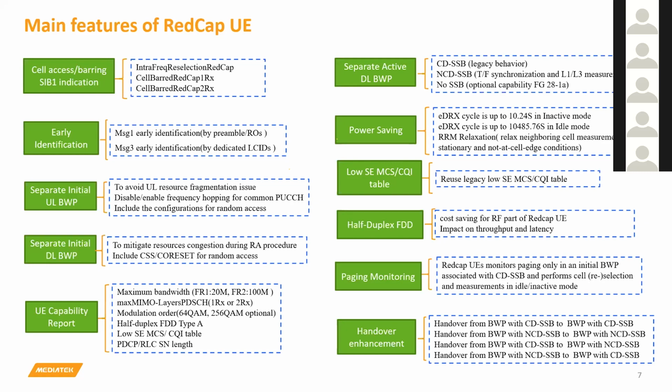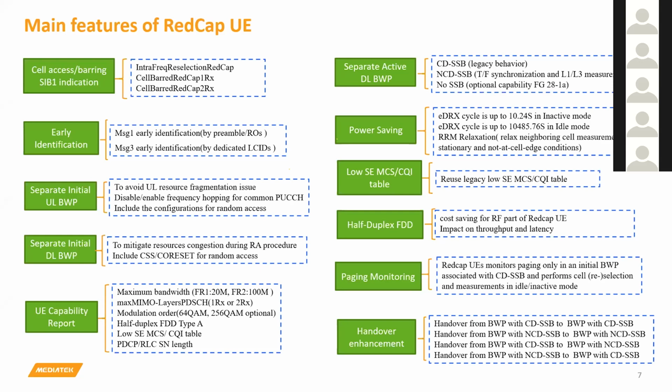RedCap UE supports separate active BWP in connected mode. For coexistence scenario, eMBB carrier bandwidth may be 100 MHz, whereas RedCap UE BWP is only 20 MHz and may not contain CD-SSB. In this case, the network needs to configure NCD-SSB in a separate downlink BWP for the UE to maintain time and frequency synchronization. Otherwise, if the network does not configure NCD-SSB, RedCap UE has to perform RF retuning to acquire CD-SSB within a measurement gap. This is an optional capability for RedCap UE.